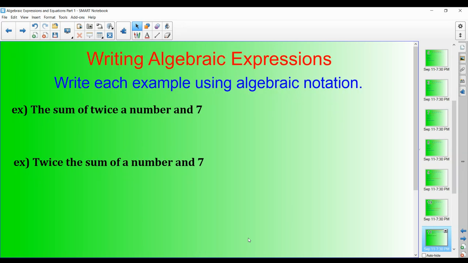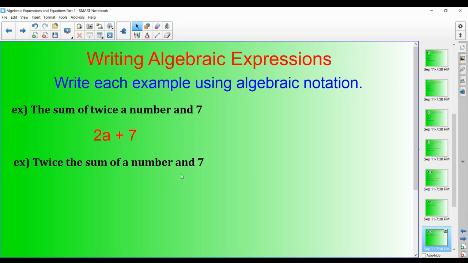Now it might ask us to write an algebraic expression. It may say, hey, write the sum of twice a number and 7. So I don't know what a number is, so I'll use a variable. In this case, I'll use a. A lot of times we like to use x. So the sum of twice a number, so twice a number means I have to have 2a, and sum means add 7. Now the second example looks like it's the same, but it says twice the sum.